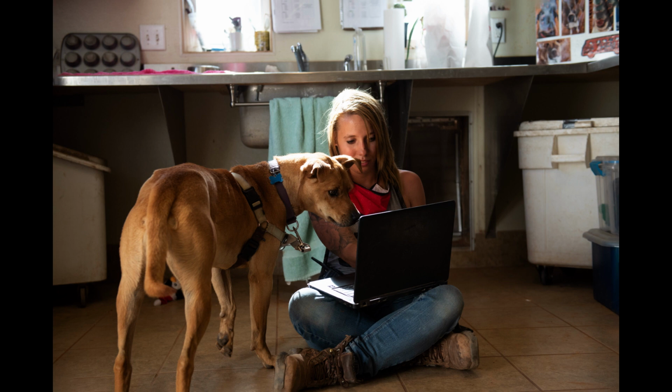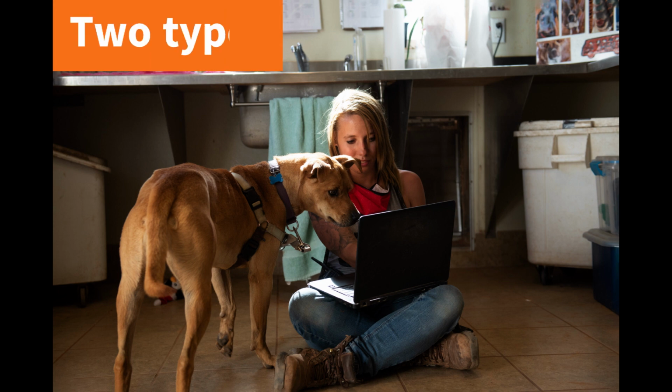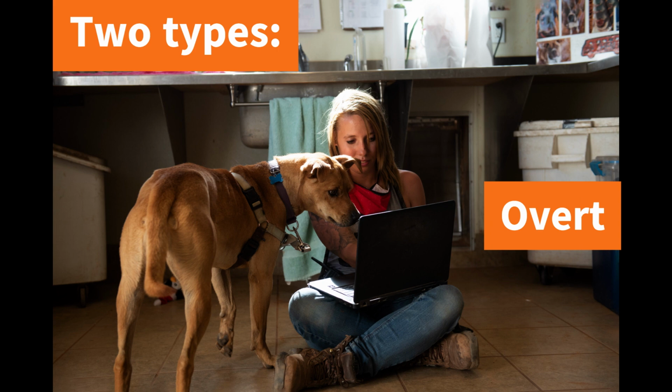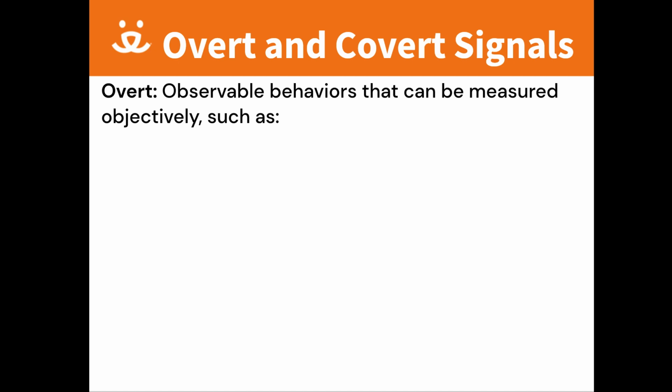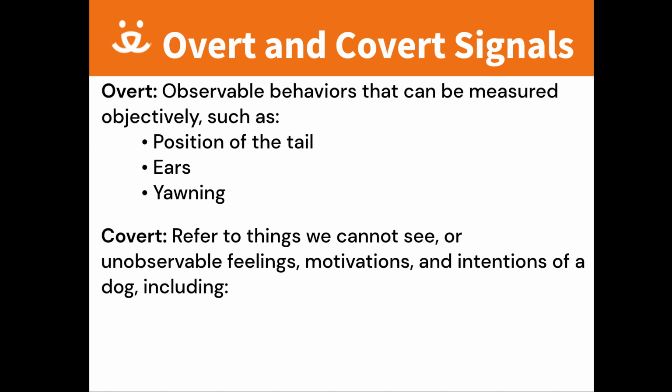When studying dog body language, we can categorize the cues into two types: overt and covert signals. Overt signals are observable behaviors that can be measured objectively, such as the position of the tail, ears, and yawning. On the other hand, covert signals refer to things we cannot see, or unobservable feelings, motivations, and intentions of a dog, including fear, anxiety, and depression. Both types of signals significantly influence a dog's overall body language.